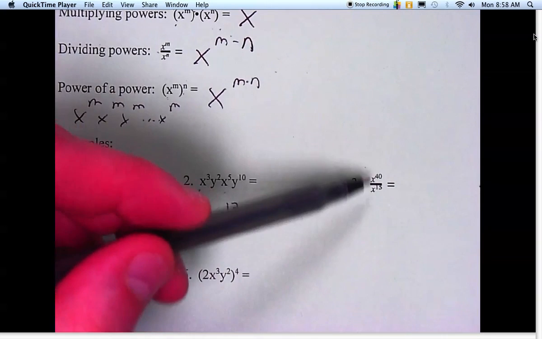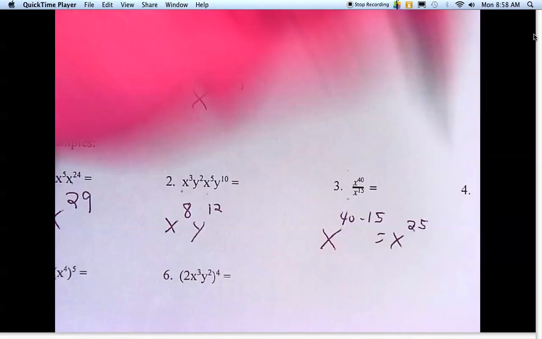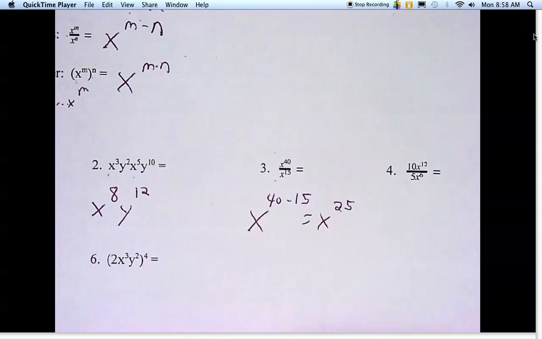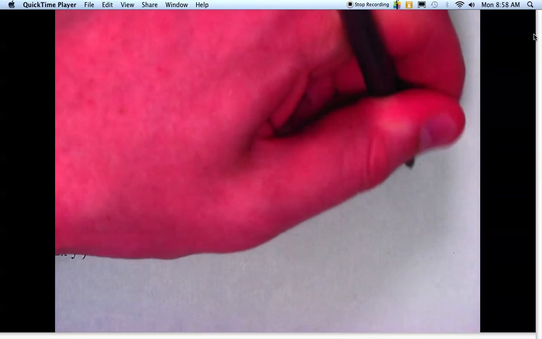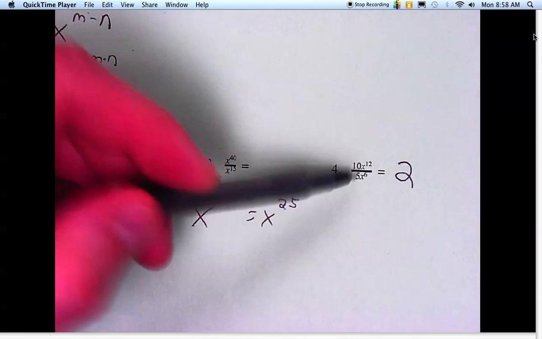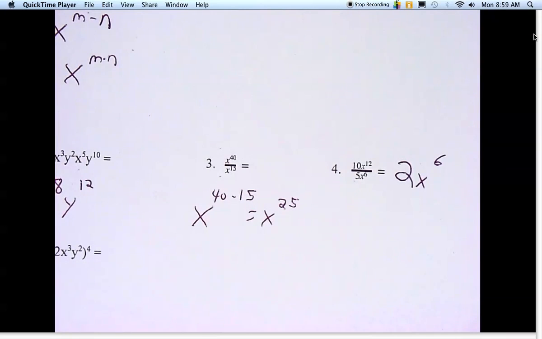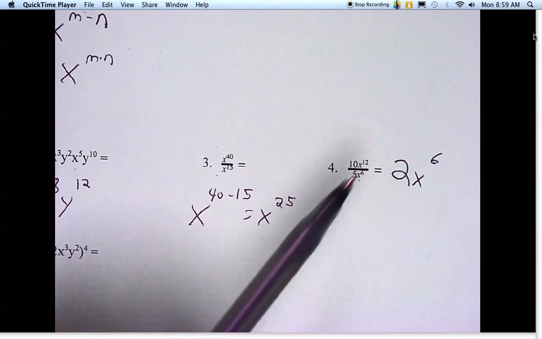Next one is division. Division leads to subtraction. And so I do 40 minus 15. So I get x to the 25th. For the next one, the 10 over the 5, that's just like a fraction, 10 fifths. Well, that's just 2, right? 10 divided by 5 is 2, has nothing to do with the exponents. The next one has exponents, 12 and 6, and so I subtract, right? So 12 minus 6 is 6. So I end up with 2x to the 6th. Okay? And again, the reason that happens with the x's is basically those x's are canceling.